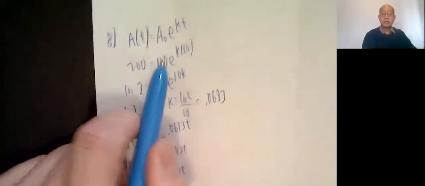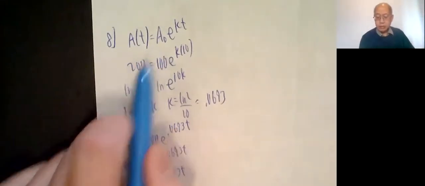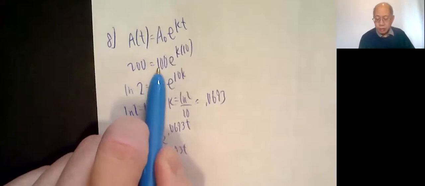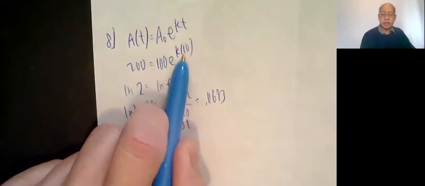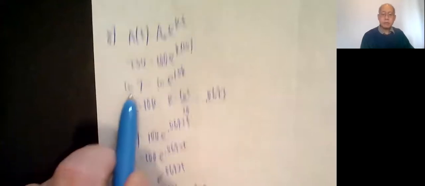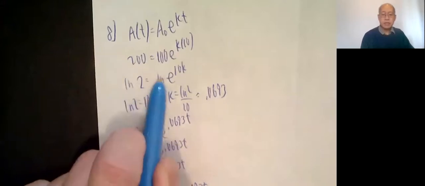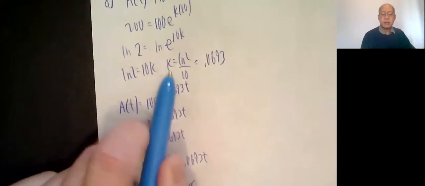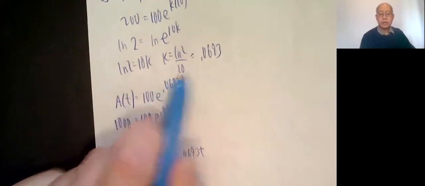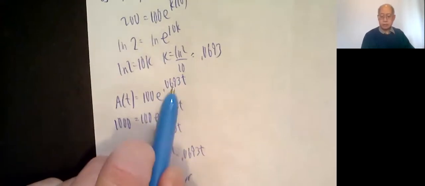Okay, number 8, start with A(t) = A0 e^(kt). We start with 100 cells. It doubles every 10 minutes, so I double 100 to 200, and plug in 10 for the time. Divide by 100. 2 equals e to the 10k. Take the natural log of both sides. That cancels out. ln 2 is 10k. Divide by 10. k is ln 2 over 10, 0.0693. Put that back up here.